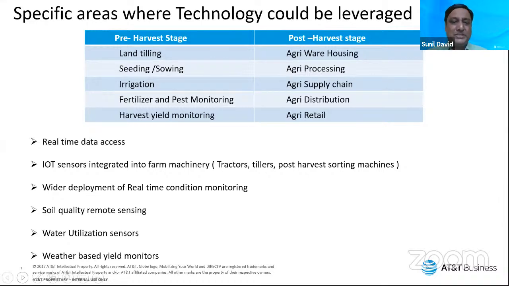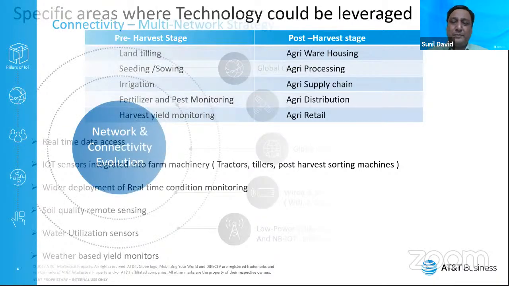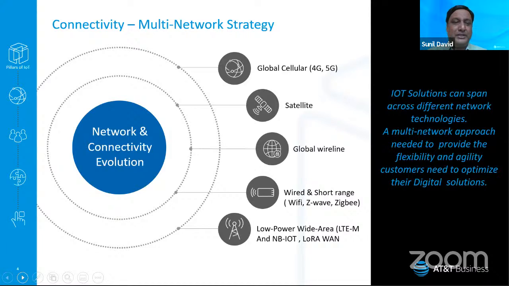Then of course, for weather-based yield monitors today, you definitely need the benefit of weather information, because again that would determine yield of crops, etc. Now I just wanted to emphasize the importance of connectivity in IoT. To put it very simply, when you have an IoT device with sensors and you're connecting it to pretty much any asset in an agriculture field, what is very, very important is the network.